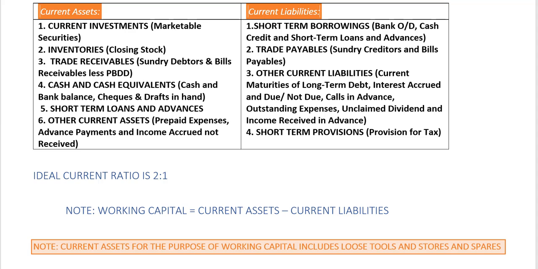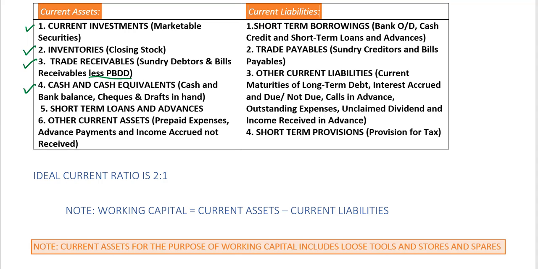Let's check out in detail which are the items which we will add up under the head current assets. We will take current investments, may also be written as marketable securities. We will take inventories, otherwise called closing stock. We will take up trade receivables, otherwise called sundry debtors or bills receivable. Remember, we need to deduct the provision for bad and doubtful debts.